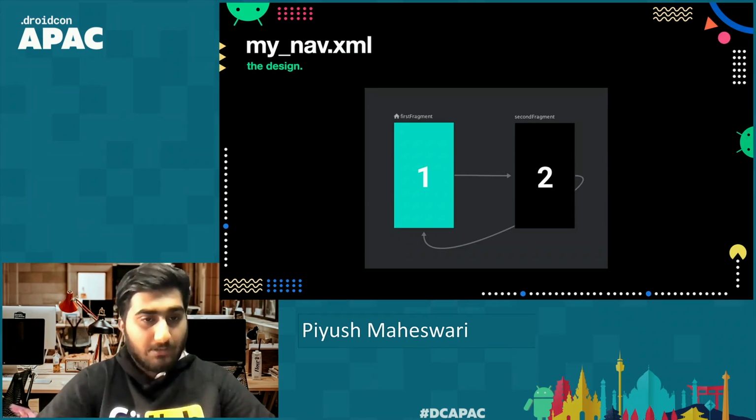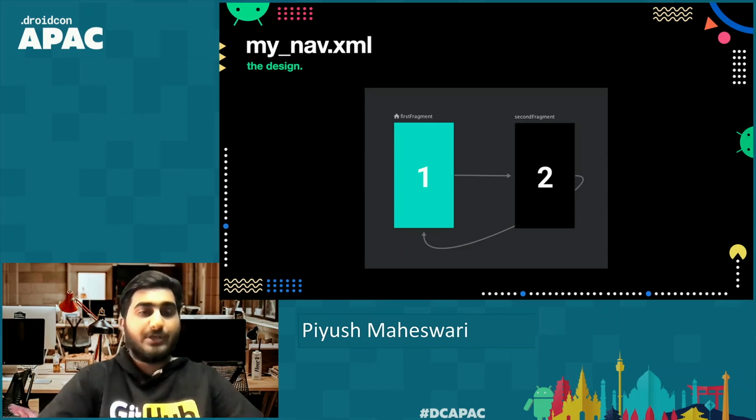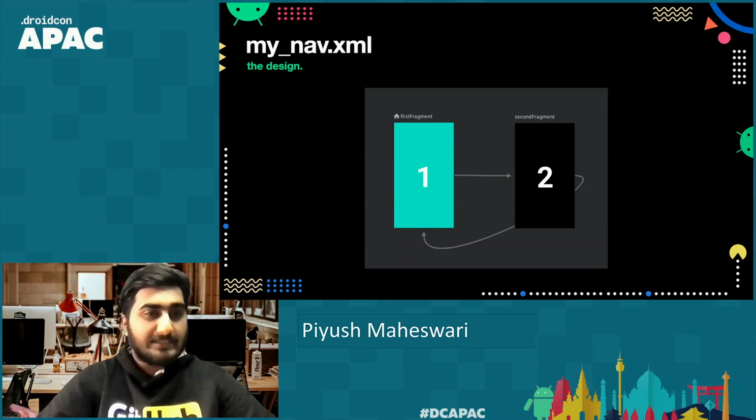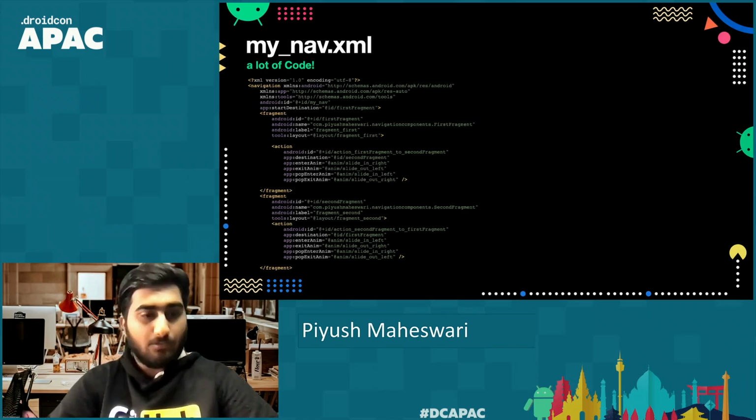And these arrows, which you can drag and drop on two fragments and activities, these are called actions, with which we associate all the deep linking safeguards or anything else. So this design gets converted to this code. It's a lot of code. Let's break down this code.